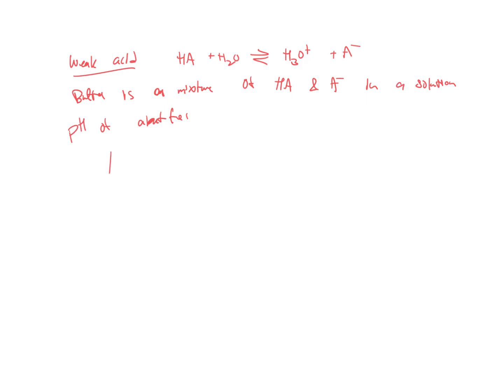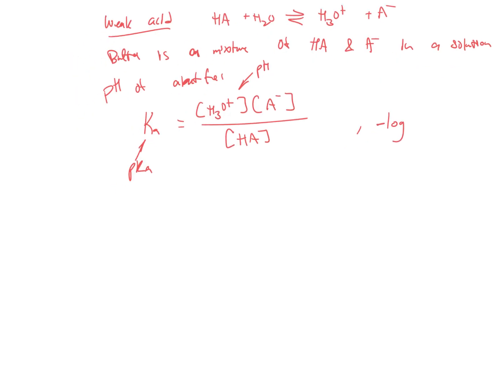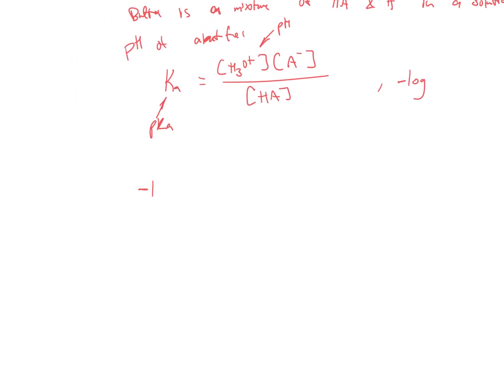So let's think about our acid dissociation constant, Ka. That is the concentration of H3O+ times the concentration of A- divided by the concentration of HA. Well, we know that this can be used to calculate pH, and from this we can calculate pKa, and the way we do that is we take the minus log. And so let's do that for both sides. Let's do minus log Ka, and let's take the minus log of the other side.